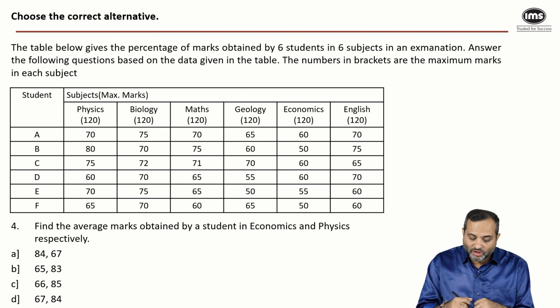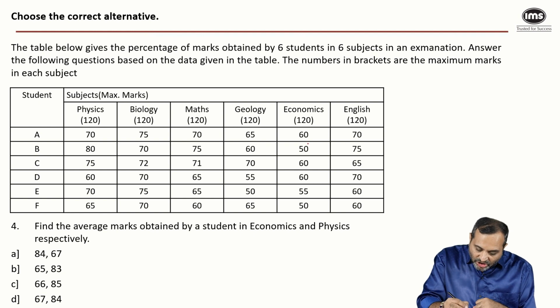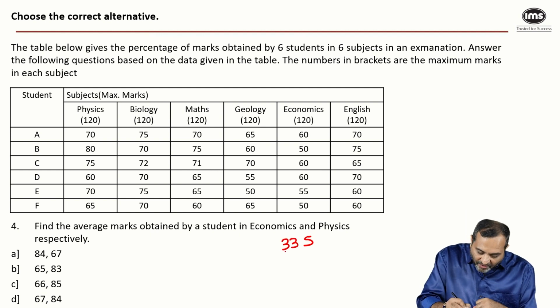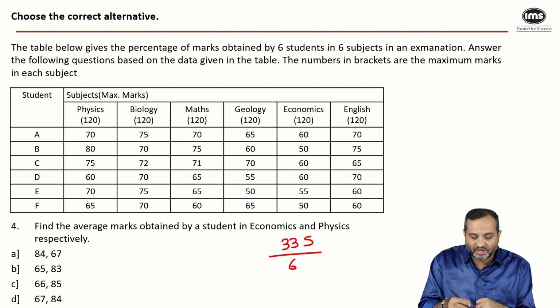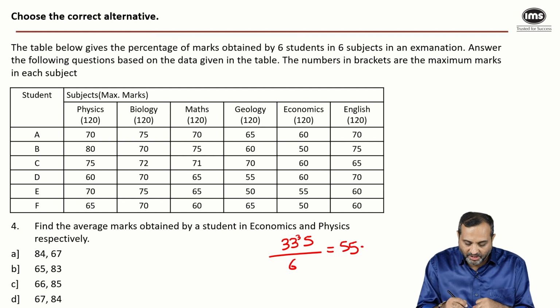Find the average marks obtained by students in economics and physics. So let's look at economics. Can you find out the average of economics? 0, 0, 5, 6 plus 5, 11, 11 plus 12, 23, 23 plus 10, 33. So it's 335 divided by 6. What is 335 divided by 6? 6 5s are 30. It is 55 point something percentage.